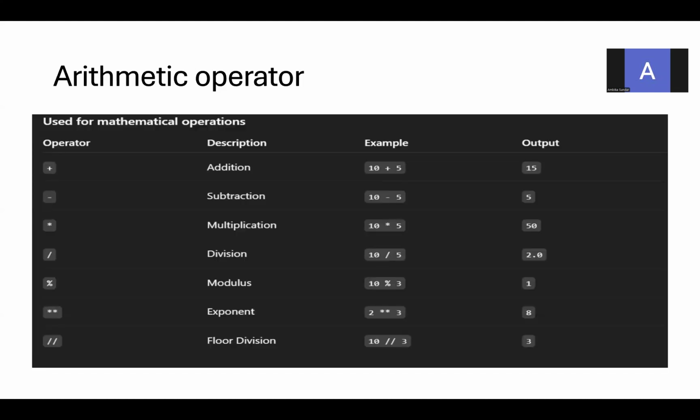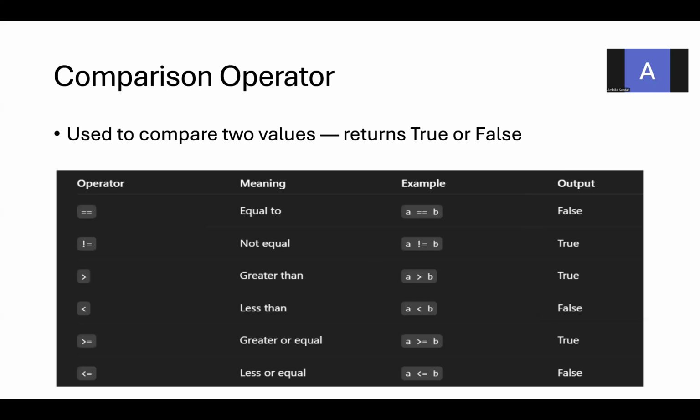These are the arithmetic operators. Plus for addition, 10 plus 5. Minus for subtraction, star for multiplication, slash for division, percentage for modulus, which gets you the remainder, and exponent gets you the power, and floor division gets you the lowest value of the given number provided. So these are the operators we use for arithmetic operations when we operate on numbers.